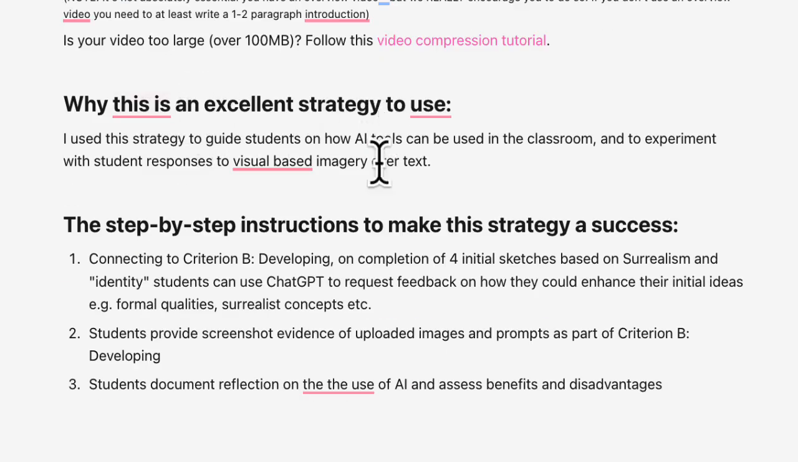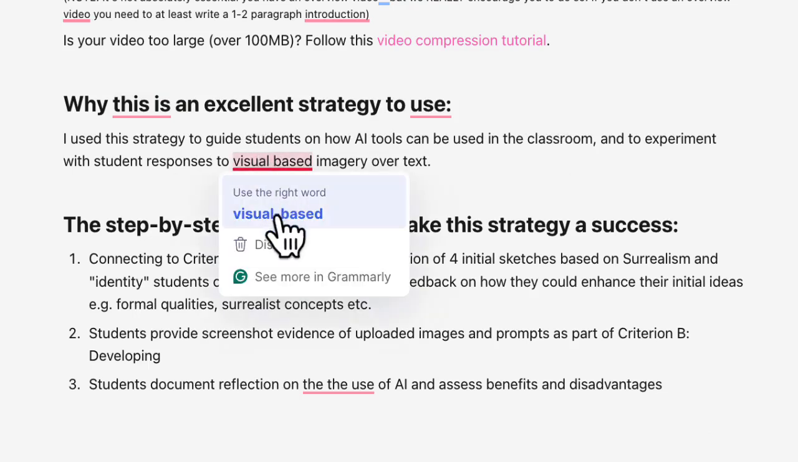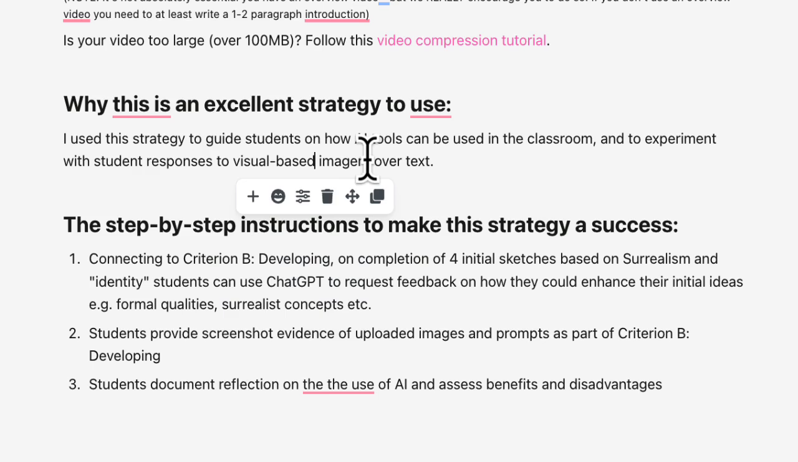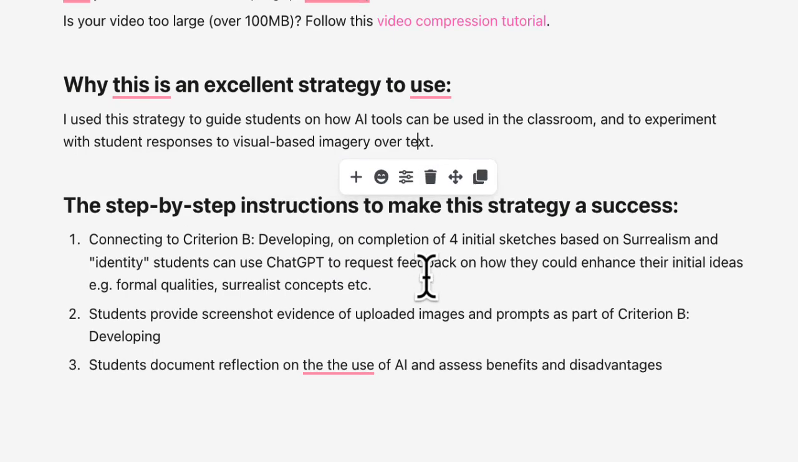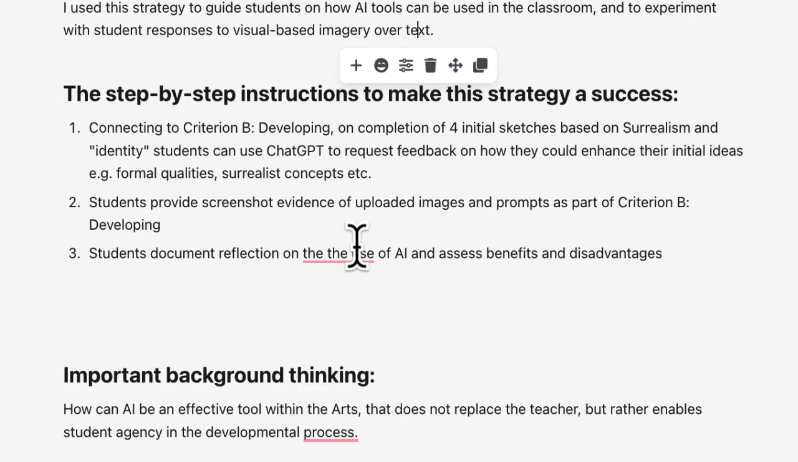Why is this an excellent strategy to use? "I use the strategy to guide students on how I do in the classroom and to experiment with students." So that doesn't really answer the question, but you're sort of saying why you did it. Anyway, up to you. Again, I'm not the authority on whether these are good or not.